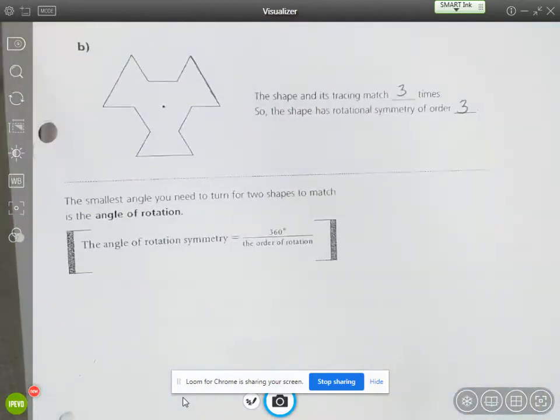Second half of this lesson is to find the angle of rotation. So the smallest angle you need to turn for 2 shapes to match is called the angle of rotation. And this is the formula that you are going to use every time. 360, because that's how much is in a full turn, divided by the order of rotation, how many times it spins and lands on itself.